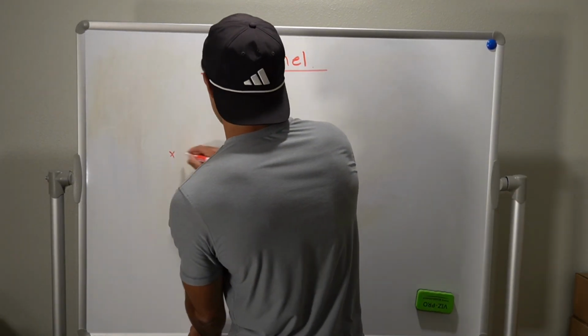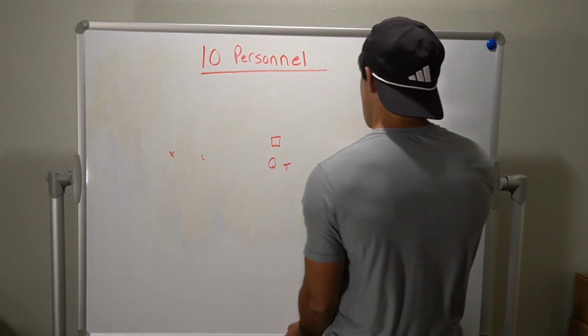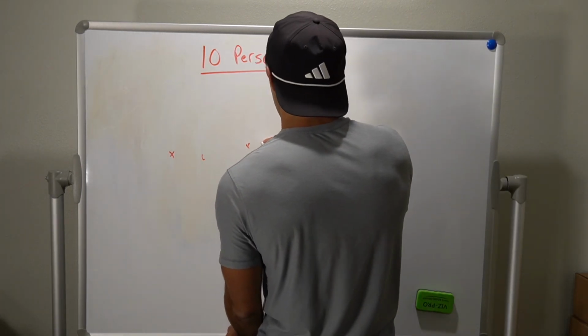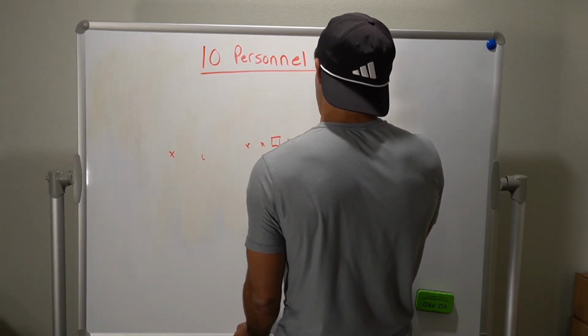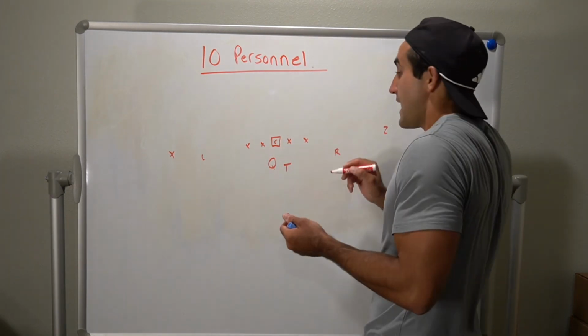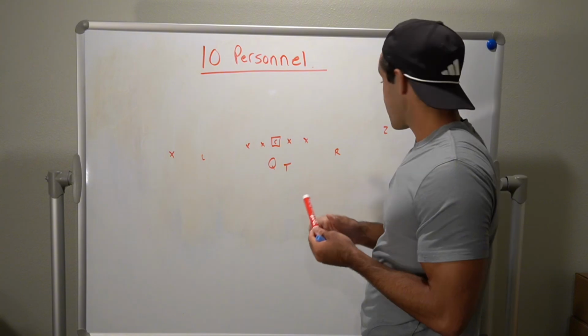I have my outside receiver. I have my slot receiver here, outside receiver here. Then I have my left tackle, left guard, right tackle. This is the center right here in the middle, okay? So that's 10 personnel. Now, out of 10 personnel, you could work trips left or trips right.